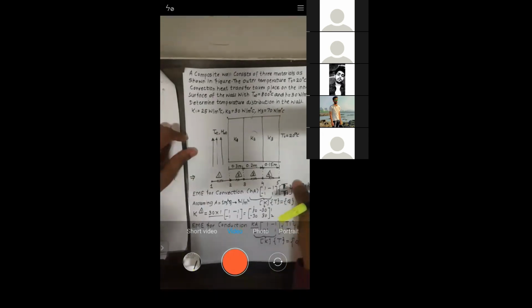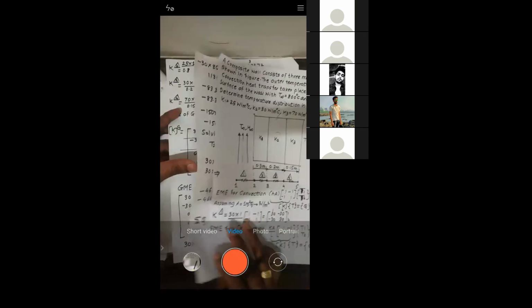I will put these scanned notes in your WhatsApp group. Okay, so no need to worry about this one. So all of you understood this one? Yes, sir.